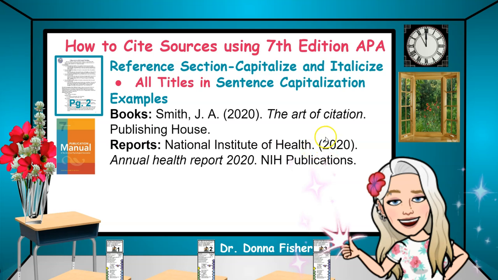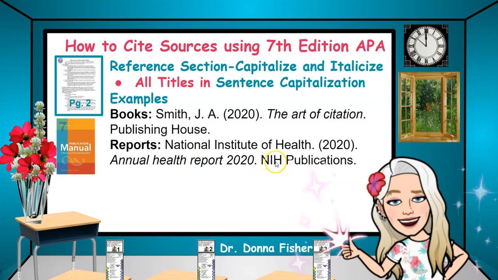You put the year in parentheses with a period after it, the year of publication, and then you have the publication's name. The title. So here's the title again. So it's always the title after the year. So the title is Annual Health Report. Notice it's in sentence capitalization, 2020. That's all part of the title.